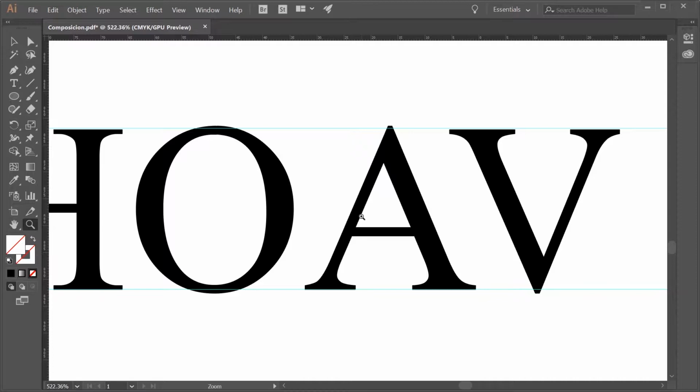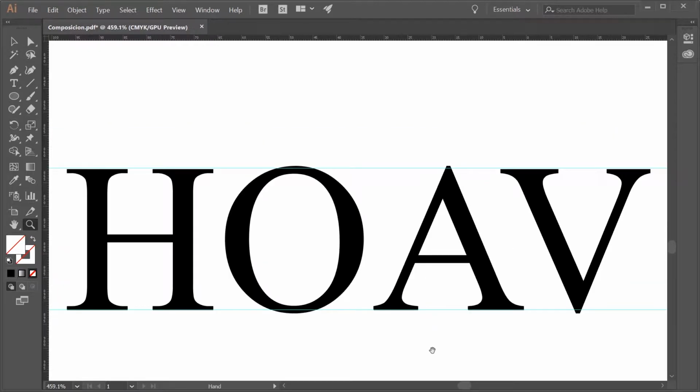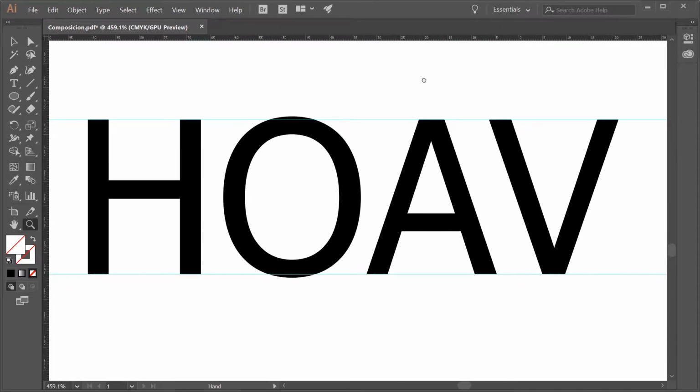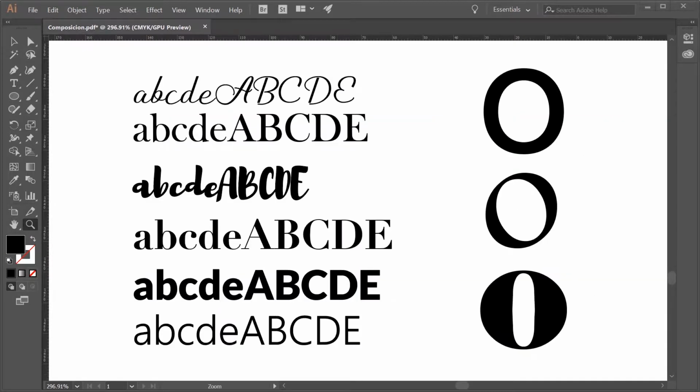Without this correction, our eyes would see these characters smaller than the rest. However, if the point is flat instead of sharp, we wouldn't need to make such a correction. Okay, see it here. Another important aspect is contrast, referring to the difference between thick and thin strokes.